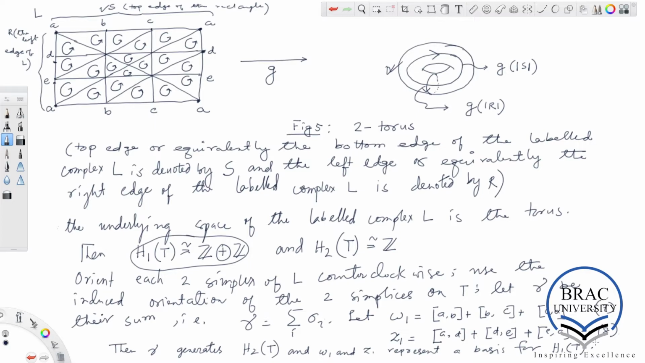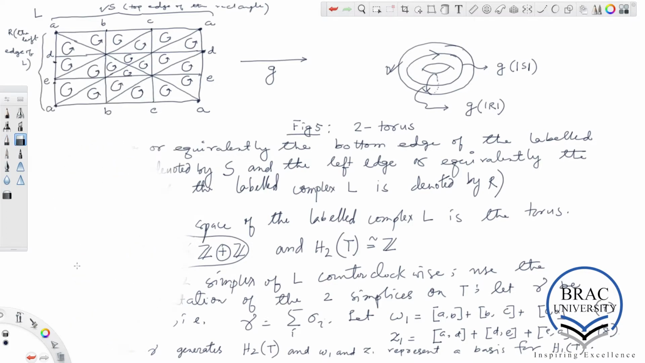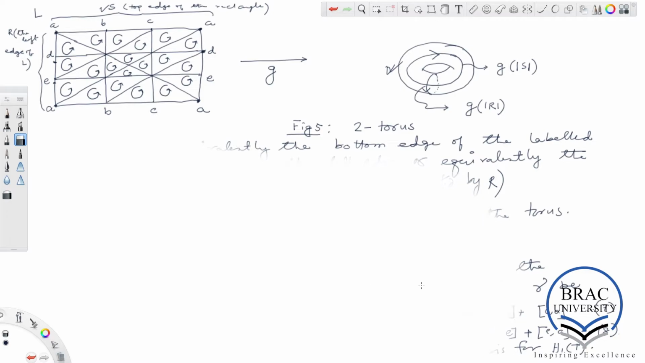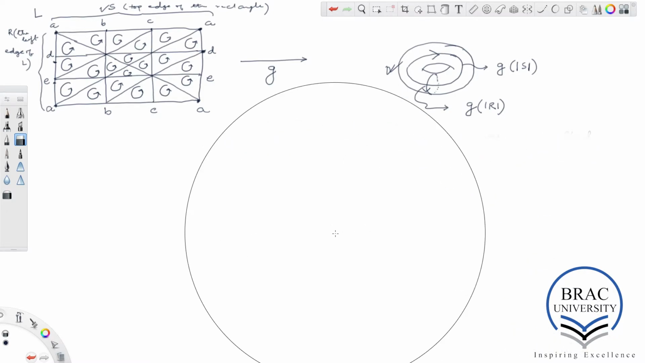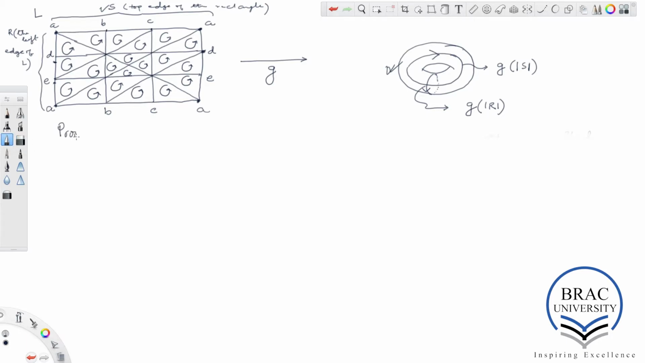Okay. So now it's time to prove theorem 1. So let me keep the figure 5 intact and erase the writing here. Okay, so here goes the proof. Let us focus on the gluing map here.